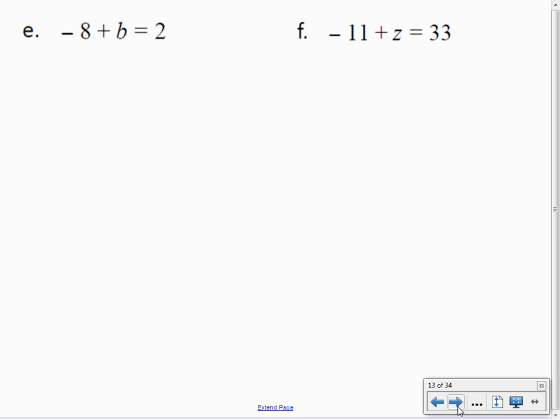Now, examples E and F got a little trickier because the order of the number and the variable on the left side switches. Negative 8 plus b is the same as b minus 8. If I make that small change, now I can see it's just like my previous problems. I'm going to split it down the middle. To get b by itself, I'm going to add 8 to both sides. These cancel, and I'm left with b is equal to 10.